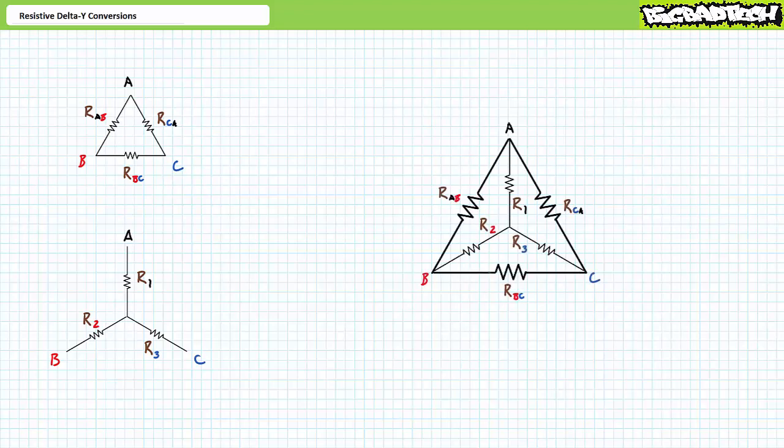As a memory aid, the Y configuration can be placed inside the delta configuration as follows. Delta resistance RAB is between nodes A and B.